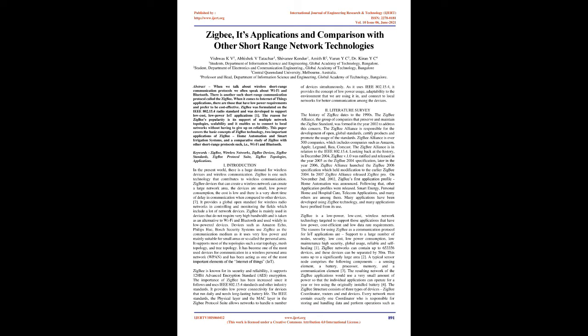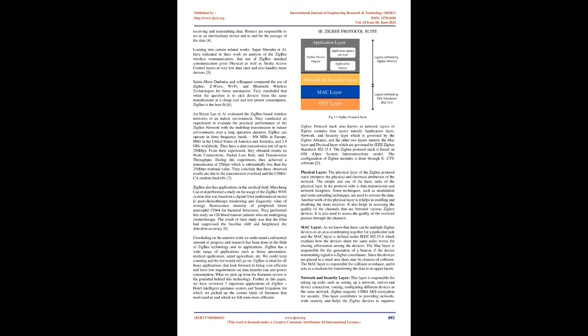The reasons for using Zigbee as a communication protocol for IoT applications are support for a large number of nodes, security, low cost, low power consumption, low maintenance, high security, global usage, reliable and self-healing. 1. Zigbee networks can contain up to 653,356 devices, and these devices can be separated by 50 m. This sums up to a significantly large area too.